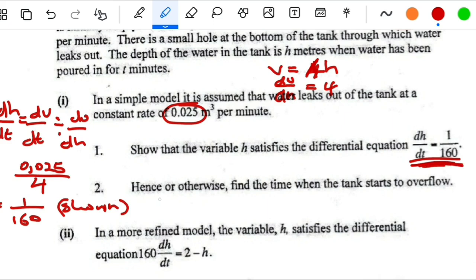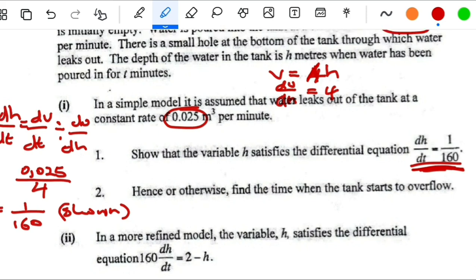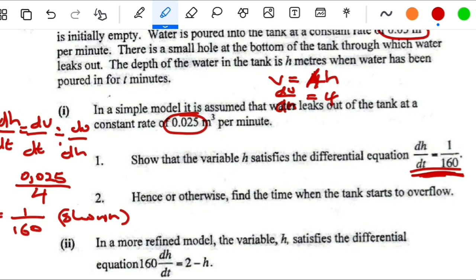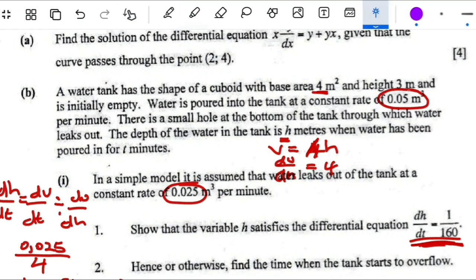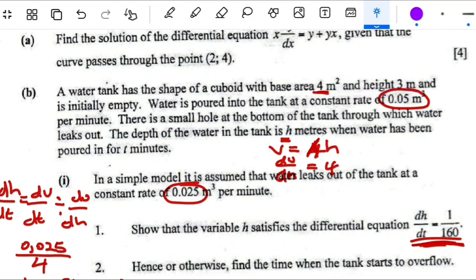Then moving on to 2 there. Otherwise, find the time when the tank starts to overflow. Okay, so we need the time when the tank starts to overflow. It overflows when our h is now at this 3 meters here, because we're told that the height of the tank is 3 meters. So that's when overflowing takes place. So let's find that time.